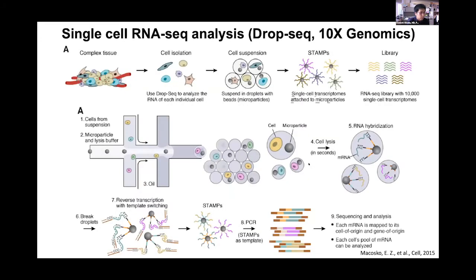So we used multiple methods to identify CFTR-expressing cells in normal human lung airways. But firstly, we used single cell RNA sequence analysis, including Drop-seq and 10x Genomics. So let's briefly look at the method of single cell RNA sequencing.